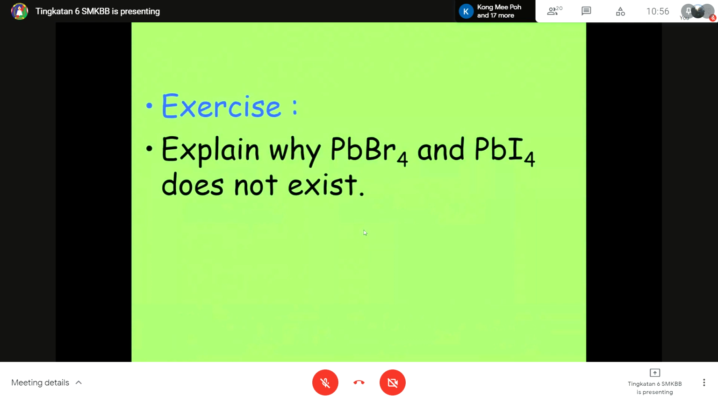Okay, now explain why we don't have this. After all, they can combine with Cl. Why not Br? Why not I? They are all in Group 14, and they can share electrons, isn't it? Not to say Pb, even CBr4 is already very rare. We get CCl4, and CBr4 still can, not too bad. But PbBr4 does not exist, only PbCl4. So why do these two not exist? Give a reason.